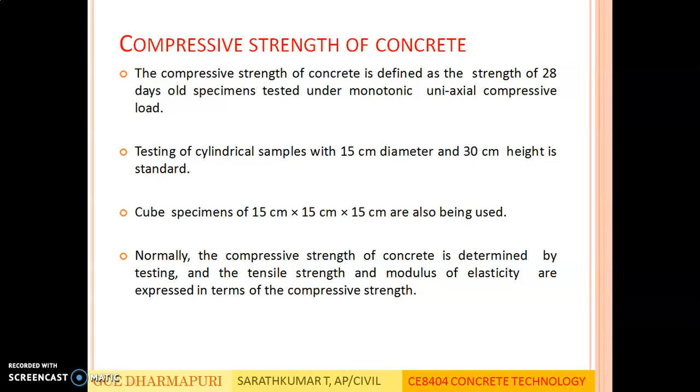Normally, the compressive strength of concrete is determined by testing, and the tensile strength and modulus of elasticity are expressed in terms of the compressive strength. So, when you need the tensile strength and modulus of elasticity of concrete, most of the time we test for the compressive strength of the concrete, and from it, in the Indian Standards code books, we have formulas to calculate tensile strength and modulus of elasticity. The compressive strength value at 28 days after casting is taken as the characteristic compressive strength of concrete.